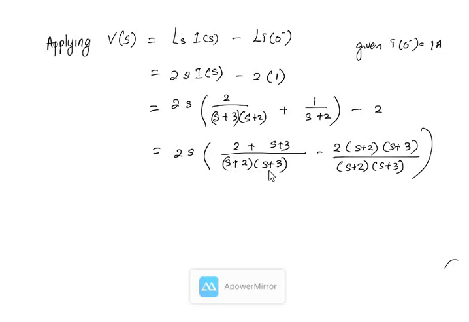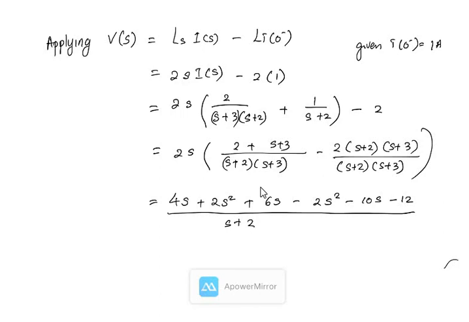Since we have the same denominator, this one and this one is the same, so we can simplify. Okay, so s plus 3 minus 2s plus 2s plus 3. And now we also multiply in the 2s into the equation. So we get 4s plus 2s squared plus 6s minus 2s squared minus 10s minus 12, then divide by s plus 2, s plus 3. For this part, we can obtain the s squared plus 5s plus 6. So you multiply in, you get the 2s squared minus 10s minus 12.